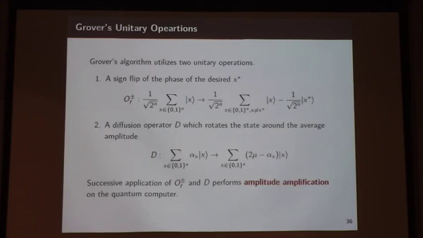Grover's algorithm uses 2 unitary operations. The first one is a sign flip. You can see we go from a uniform superposition to a nearly uniform superposition, except the coefficient on the x star that we're looking for is negative. Then there's a diffusion operator, which rotates the state around the average amplitude of the superpositions. It becomes more clear in the following slide. After you do this multiple times, you perform amplitude amplification, and you reach a state where, with very high probability, when you measure the state of the quantum computer, you'll get the x star that you're looking for.